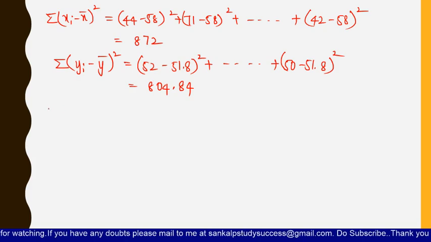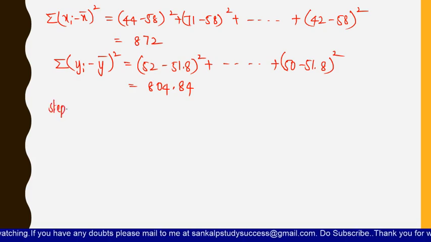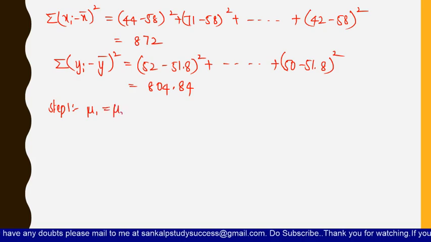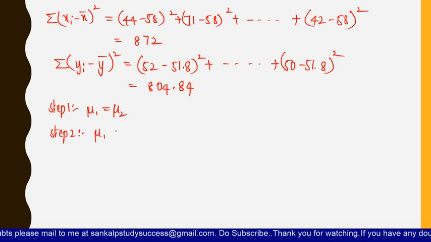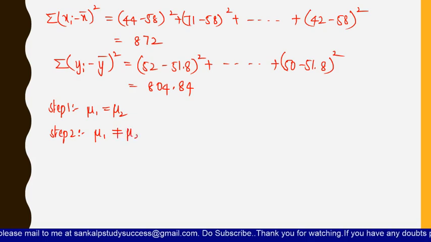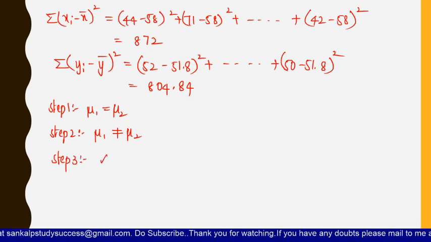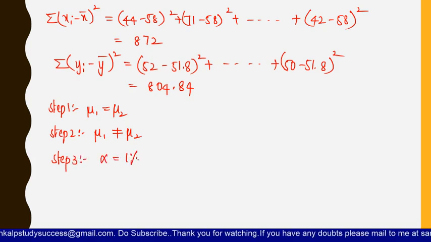Now let us see step by step. Step 1 is the null hypothesis. The null hypothesis is nothing but mu1 is equal to mu2. Now coming to step 2, which is the alternative hypothesis. Here it says that mu1 is not equal to mu2. This is the alternative hypothesis, which is exactly opposite to the null hypothesis. And step 3 is the level of significance, where alpha is given as 1%. This is the level of significance.